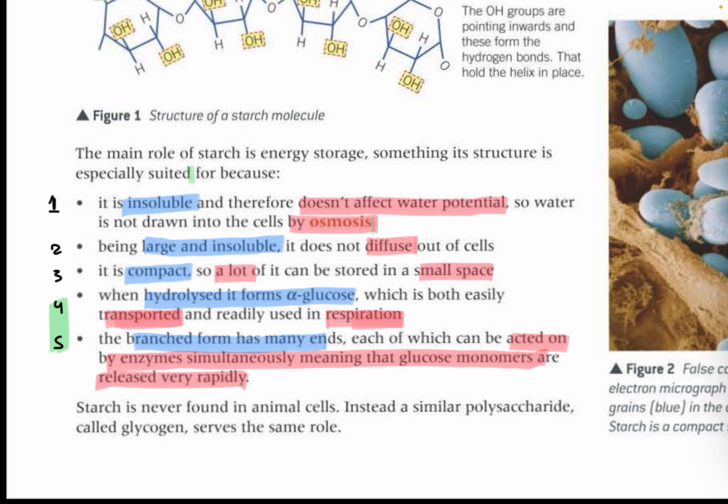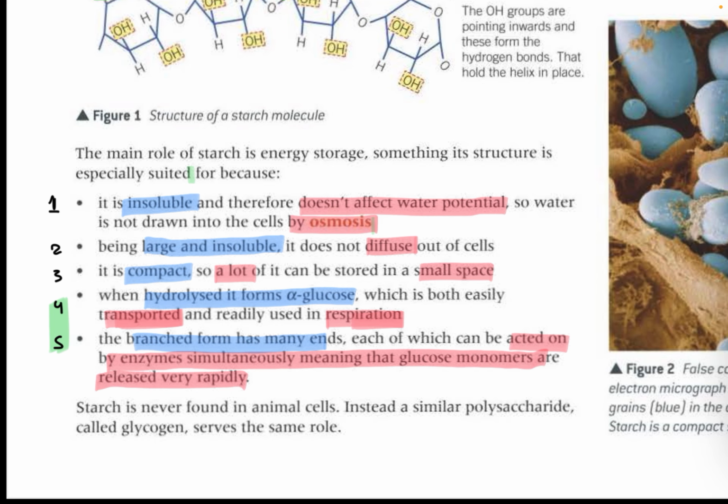Thirdly, it's very compact. A lot of it can be stored in a small space. The fourth adaptation is that it can be broken down, or hydrolyzed, specifically into alpha glucose molecules, which can be used in respiration really easily and transported. Thus, they can be used as a really fast energy source.